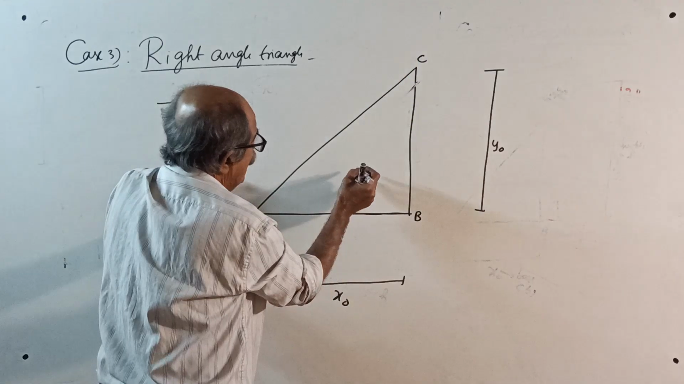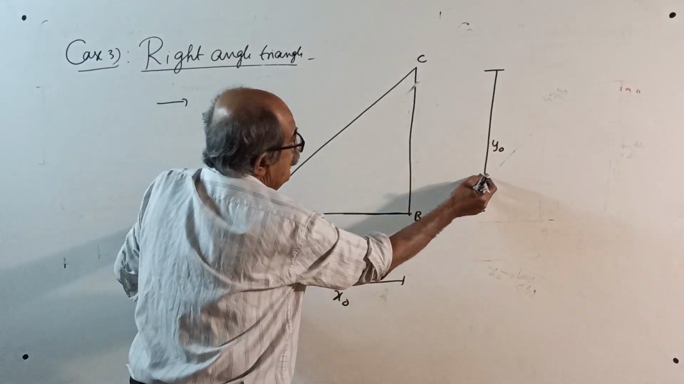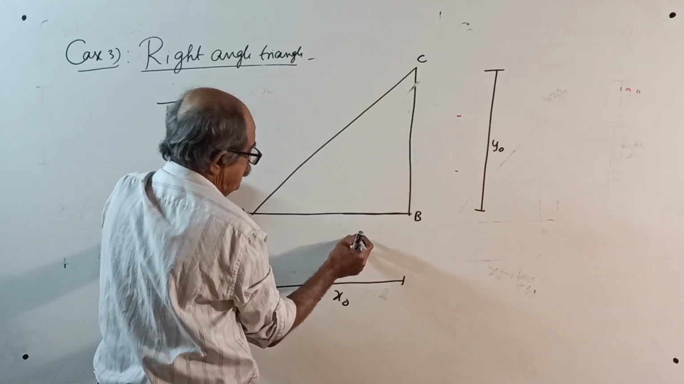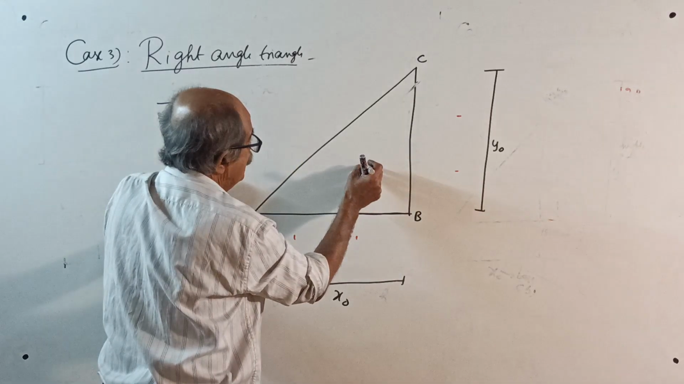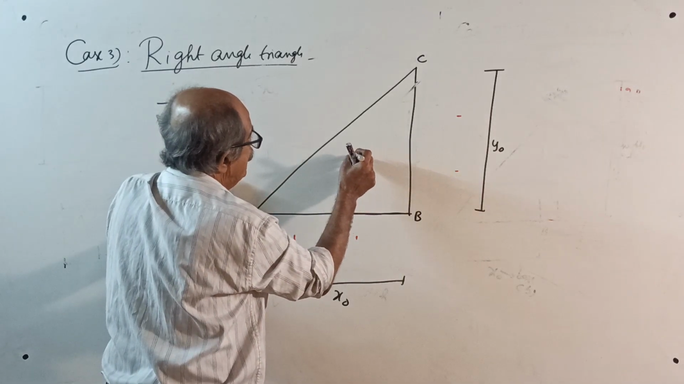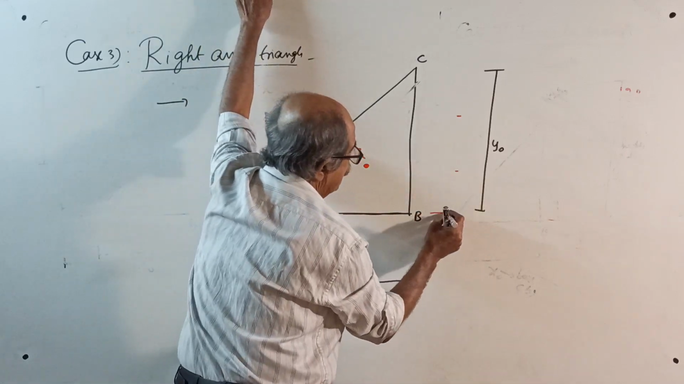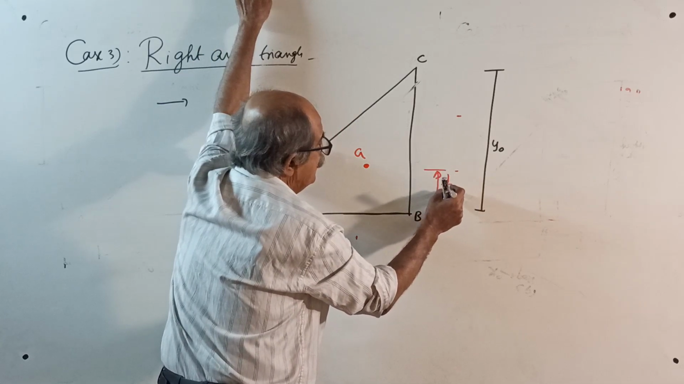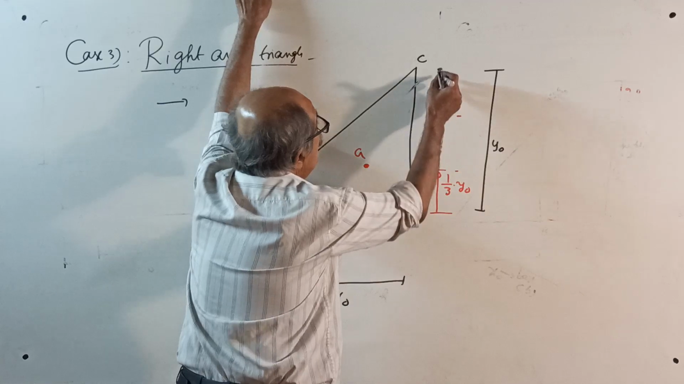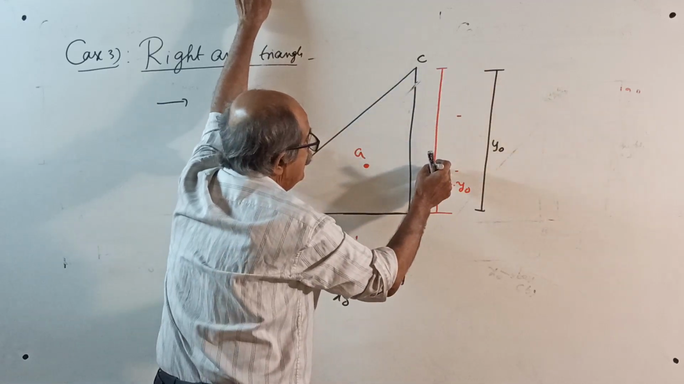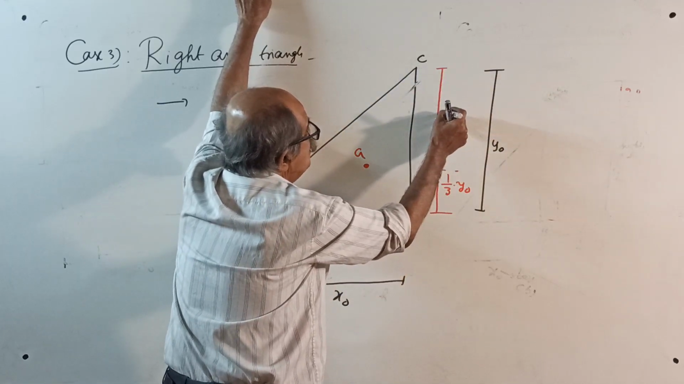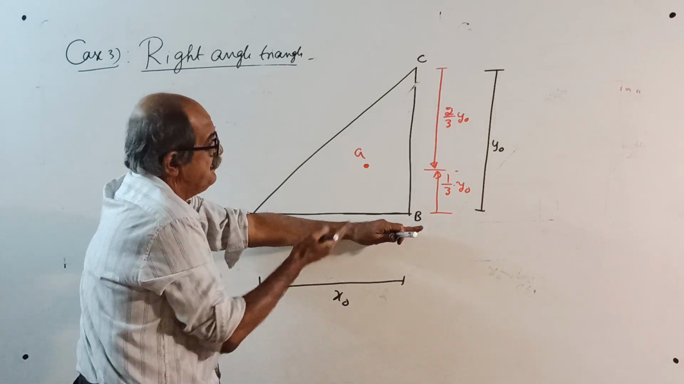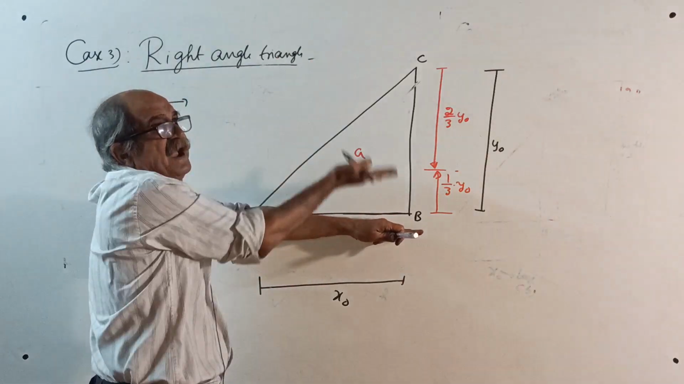So centroid will be here. Divide the y naught into 3 equal parts. It will be here. Centroid is here, G. From here to here will be 1/3 of y naught. From here to here will be 2/3 of y naught. Okay, over. Because if this is the base, y naught becomes height along the height.